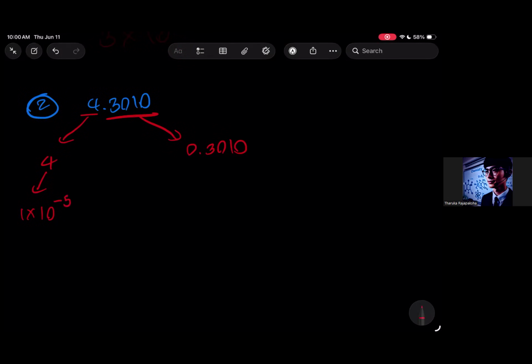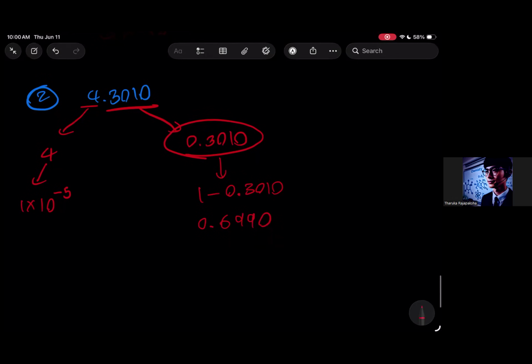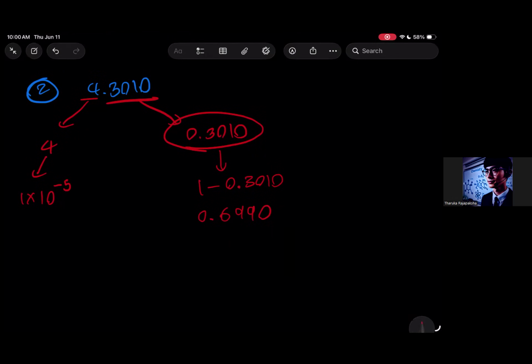So we can write 10 to the power minus 5. And now we do the thing with this one. We have to subtract 1 by that value. 1 minus 0.3010 is equal to 0.6990. For 0.6990, we have to find the antilog. The antilog of 0.6990 is 5, right?